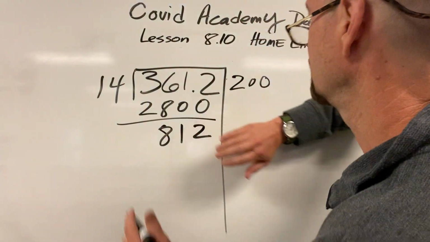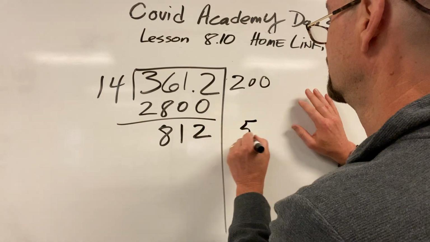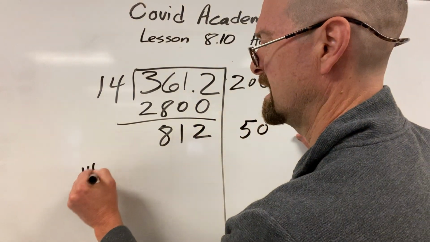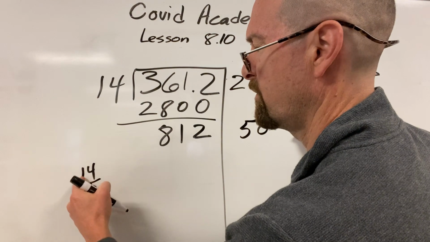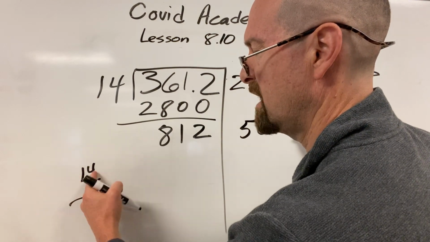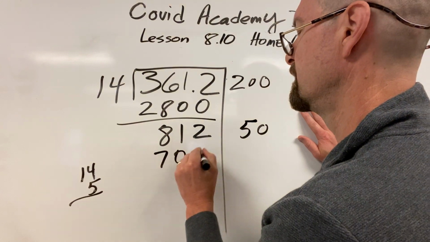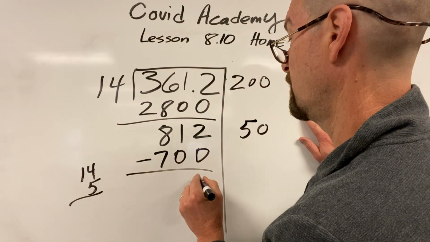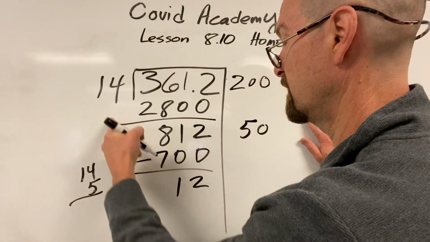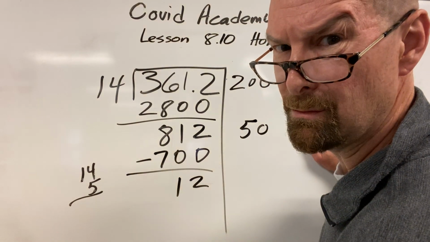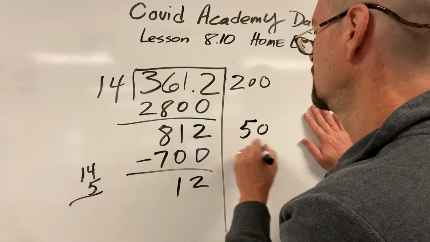5 times, let's just go with 5, 50. But now I've got to think, what's 14 times 5? Well, 5 times 10 is 50, 5 times 4 is 20, so it's going to be 70. Look at that, so it's 700. That one was pretty hard, I have to say. 12, how many 14s fit in 12? Well, none of them do, not even one.